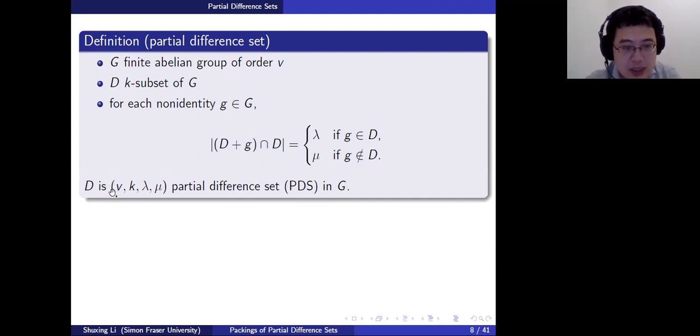If that is the case, we call D a (V, K, lambda, mu) partial difference set, or in short, PDS in the group G. So there are 4 parameters for PDS. The first one, V, is the order of the finite abelian group G. Second, K is the size of the subset D. Lambda and mu are the intersection sizes.